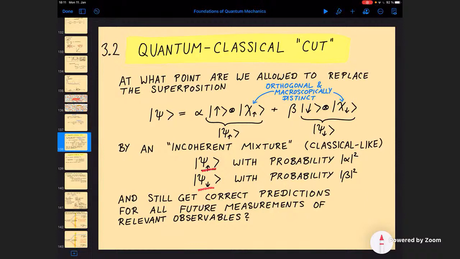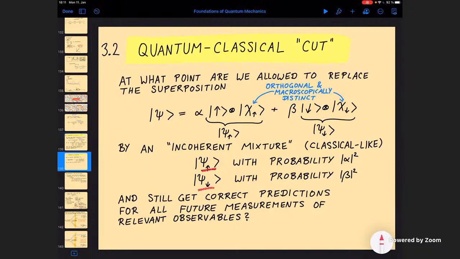You want to make this replacement only at the point in time when there is no danger anymore, when there will be no interference anymore in the future, and when it is completely okay to base every future prediction on this replacement. So what does this mean concretely when I say get the correct predictions for all future measurements?